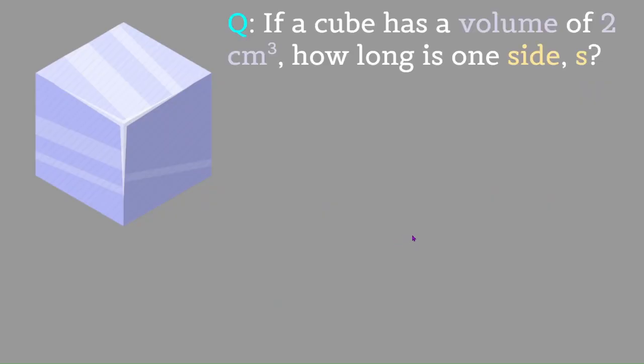So, our question now. If a cube has a volume of 2 centimeters cubed, how long is one side if the side is s long, all right? So the cube has a total volume of 2. How long is one side? Take a moment, pause the video, see if you can figure it out.